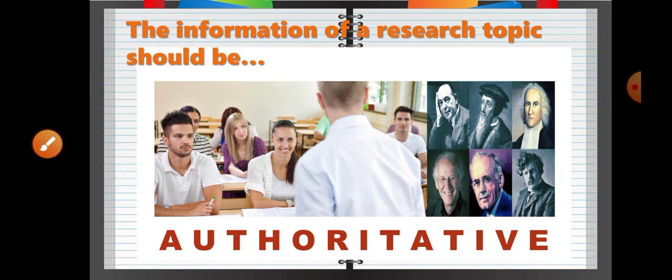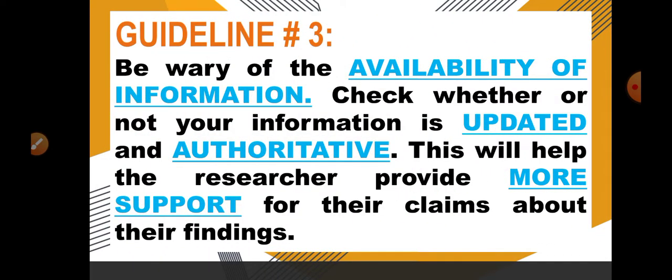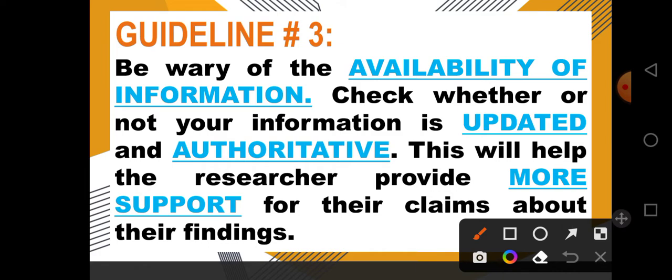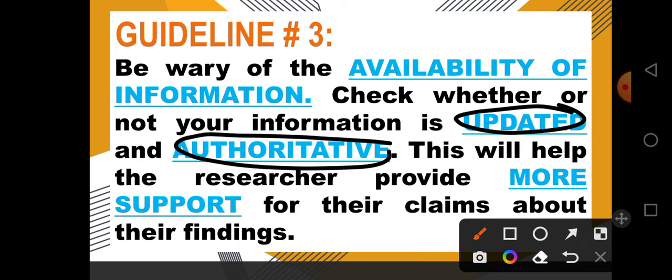So combining these two important criteria for you to obtain information based on your research topic, we can formulate the third guideline, which is the researcher must be wary of the availability of information. So to check the availability of the information, you must check whether or not the information is updated and authoritative. So remember class that having information that is updated and authoritative means that you have information that can support your claims and findings.